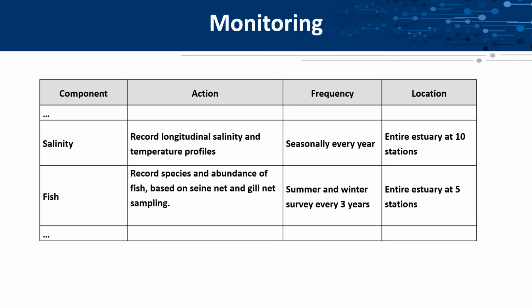We use gill nets and seine nets. It needs to be a summer and winter survey every 3 years. It must cover the entire estuary, and there must be at least 5 stations. So we provide some sort of an indication of how we want the system to be monitored.